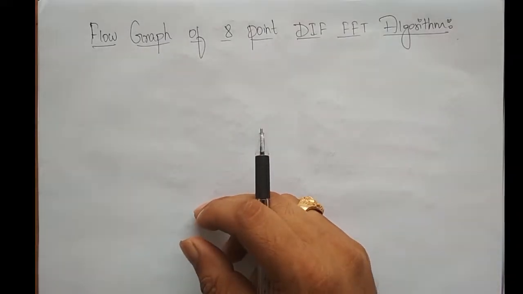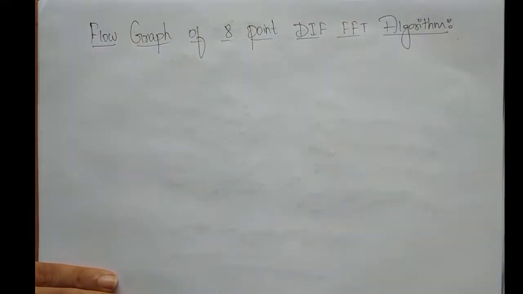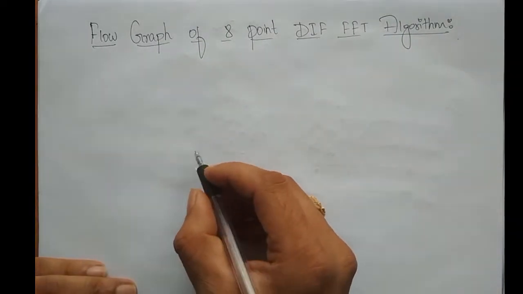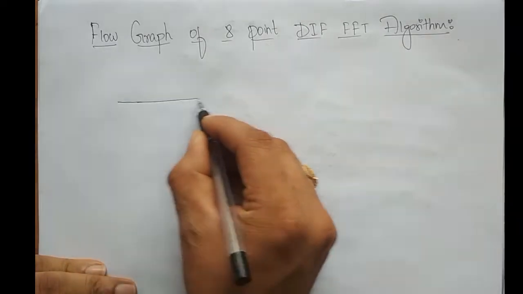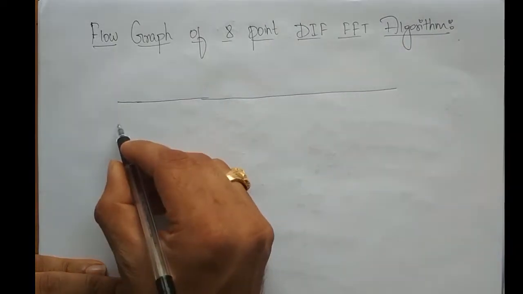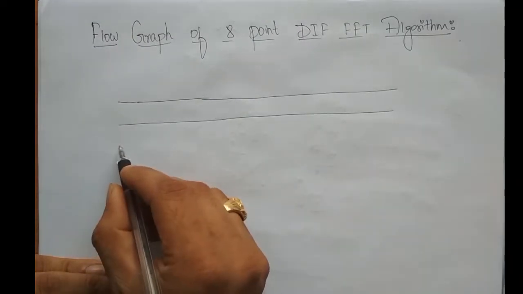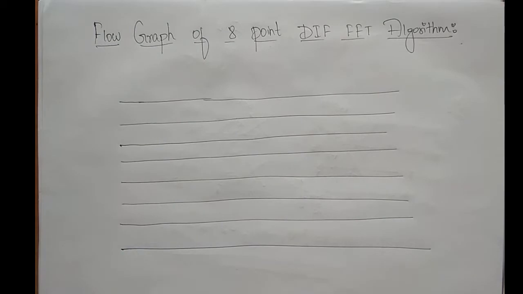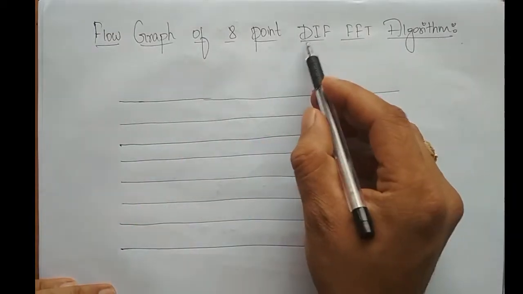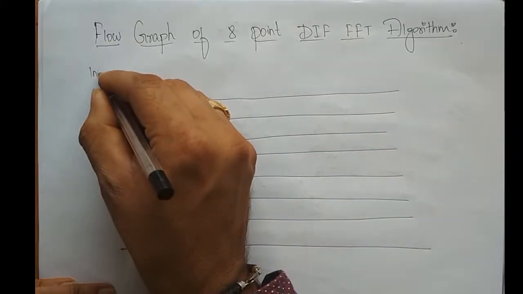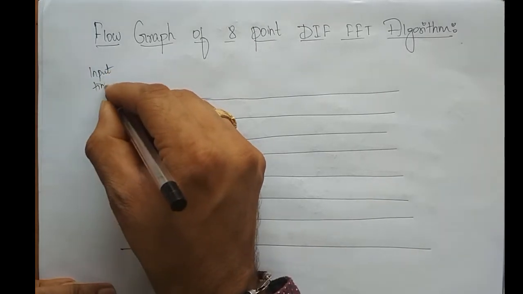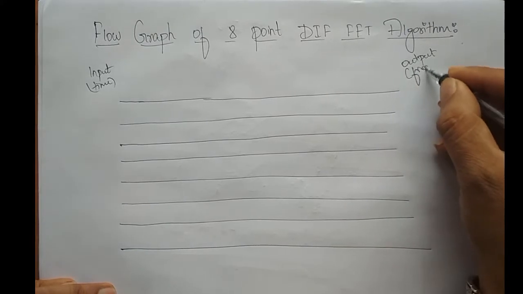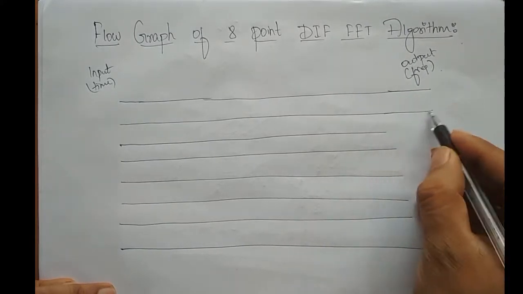Hello everyone, welcome back. In this lecture we are going to plot the flow graph of the 8-point DIF FFT algorithm. So we need to have 8 parallel lines. Since it is decimation in frequency and input is time and output is frequency, the frequency domain should be in decimated order.